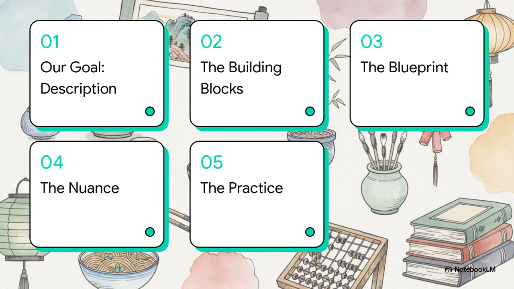So, here's our game plan for today. First, we're going to define our goal. Then, we'll start gathering our building blocks. That's our key vocabulary. After that, we'll look at the grammatical blueprint, how to actually structure our sentences. Then comes the really interesting part. We'll dive into the cultural nuance behind the words. And finally, we'll put it all together and get some real practice in.